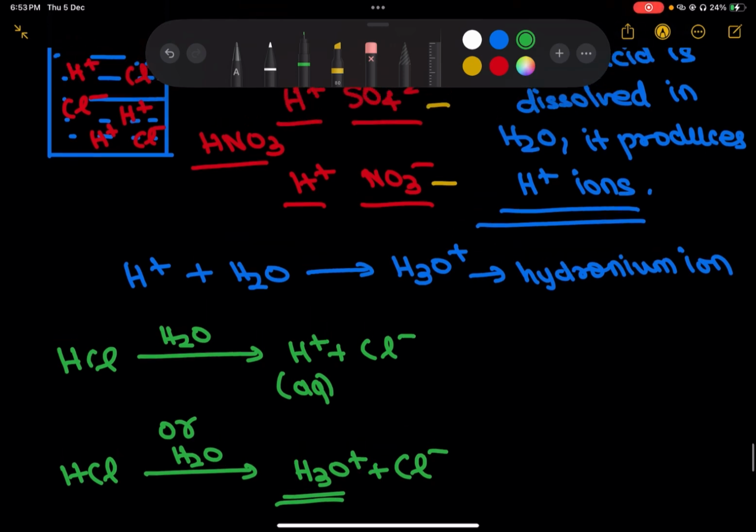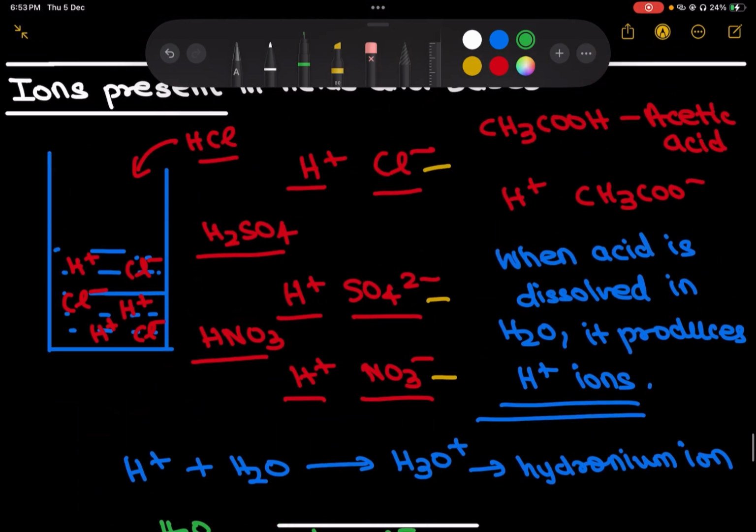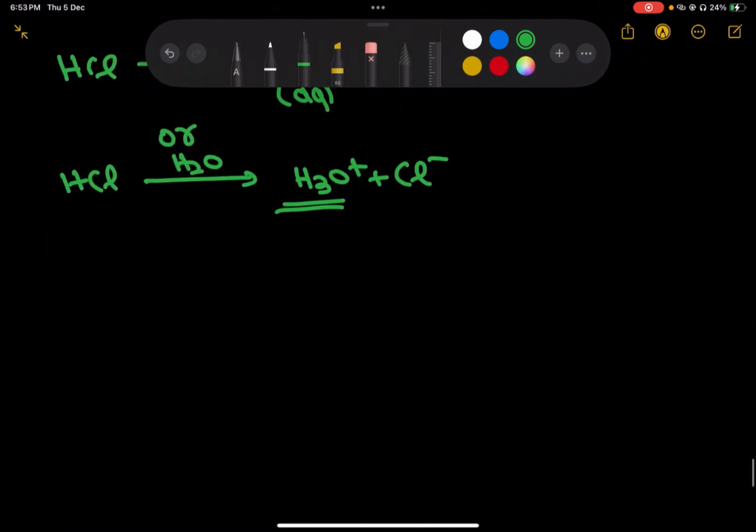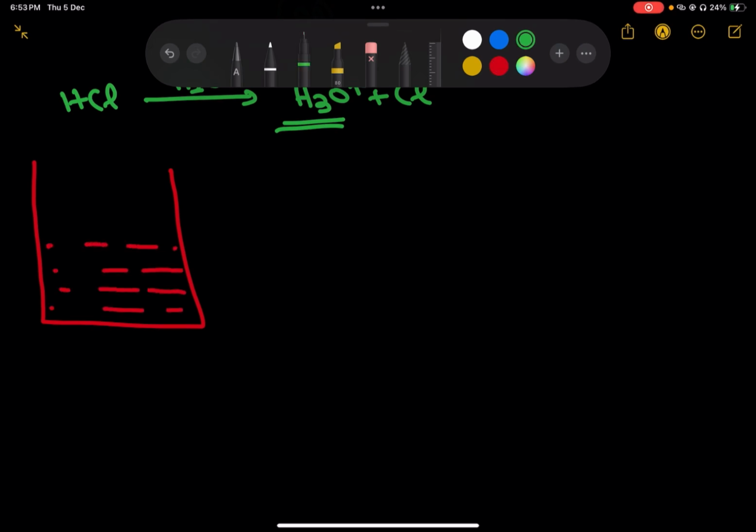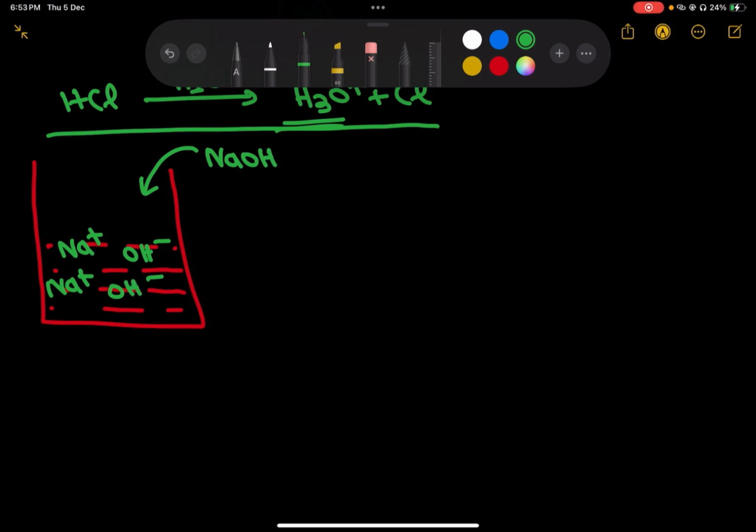So now we know what is common in all acids. All acids contain H plus ions, hydrogen ions. Now we'll see what happens in bases. Again, you take your beaker and you have water in it. Now, for example, you put NaOH inside. What happens? This NaOH splits into Na plus and OH minus ions.